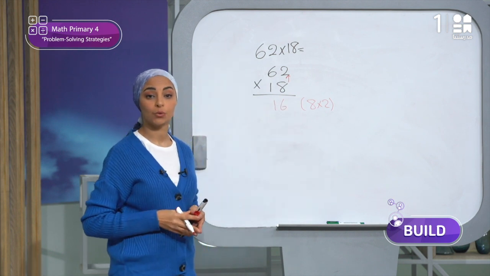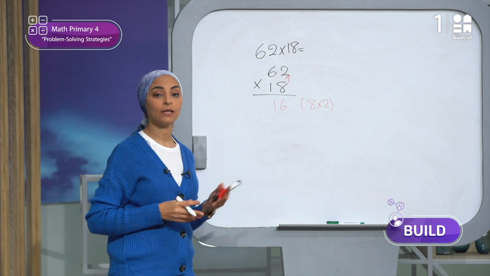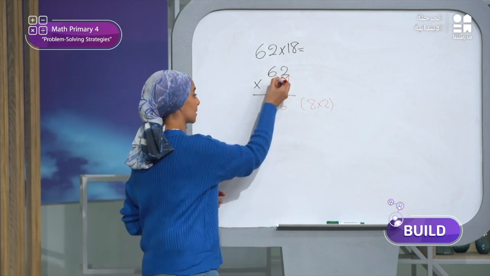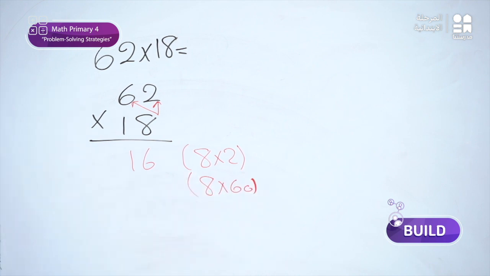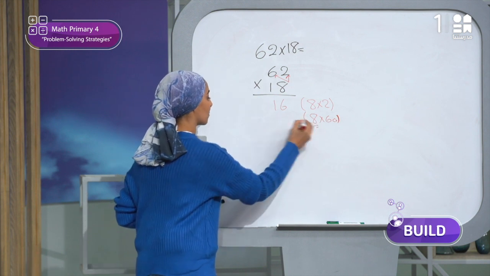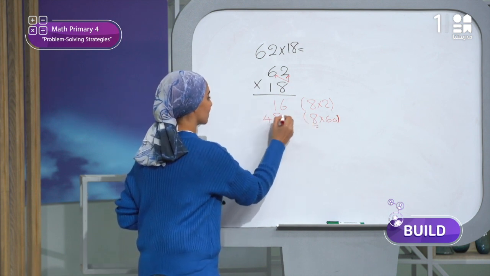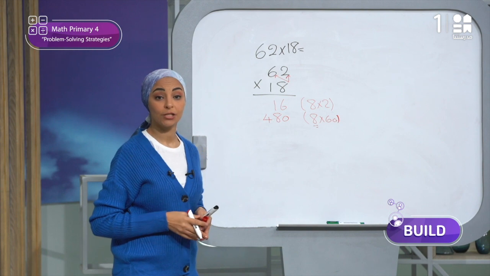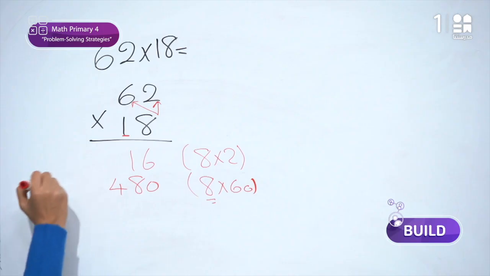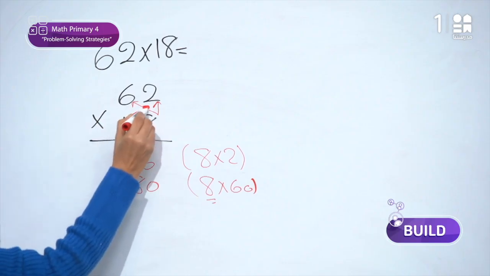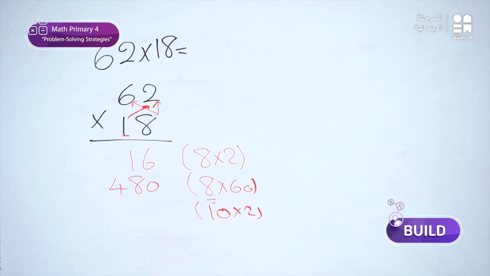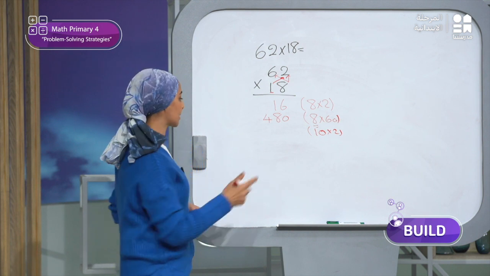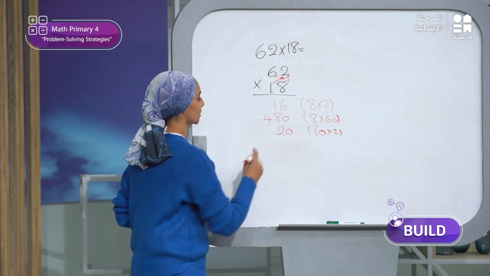Then, what should I do? Yes, I will multiply 8 times 60, right? 8 times 60 gives me what? I know that 8 times 6 is 48. So the answer is 480, right? Then, what should I do? Yes, I will move to the tens. I will do 10 times 2, right? 10 times 2 equals what? Of course, 10 times 2 gives me 20. So I will write it under the ones and tens.